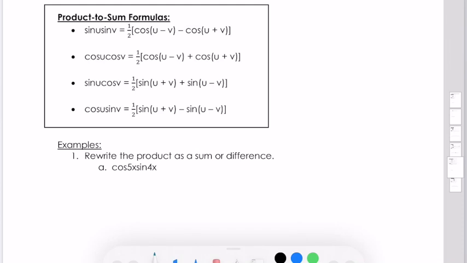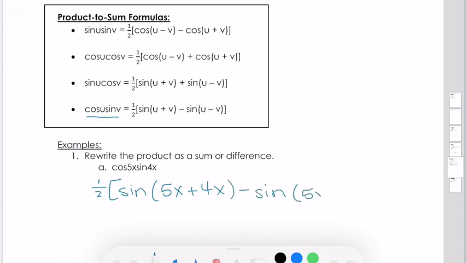Okie dokie, we're on the easier part of 5.5. So we're just using these product to sum formulas and then the sum to products. This first one looks like cosine u sine v, and so I'm just filling in 5x for u and 4x for v in that formula.